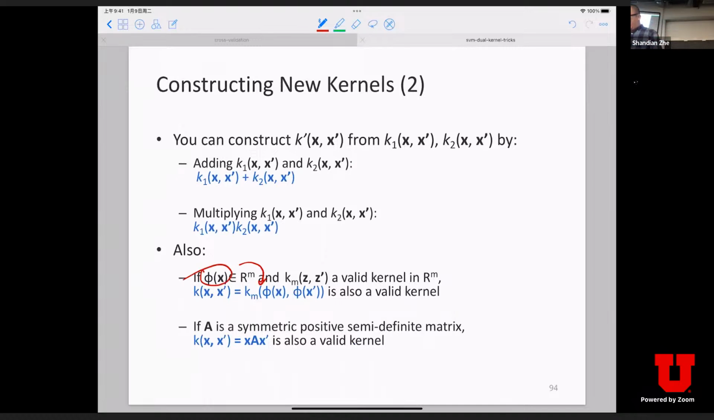Actually, this type of approach has been used to construct the so-called deep kernel. What is deep kernel? Just use phi as a neural network. So you throw the input vectors x and x prime into a neural network first. Then you throw the neural network output into a valid kernel function, and you construct the so-called deep kernel. And deep kernel works very well in many applications.